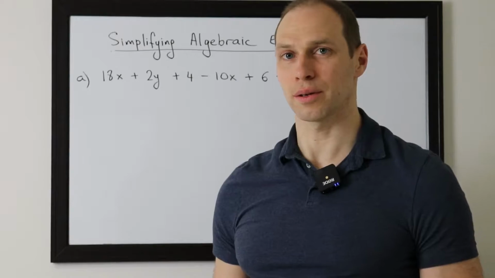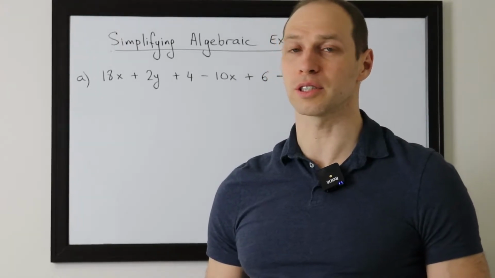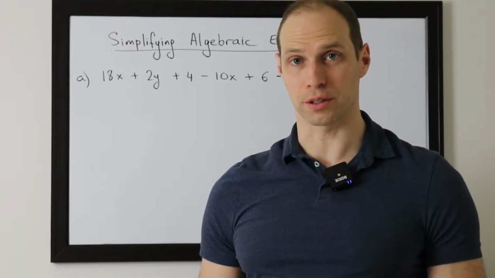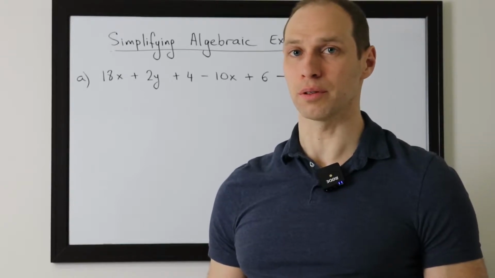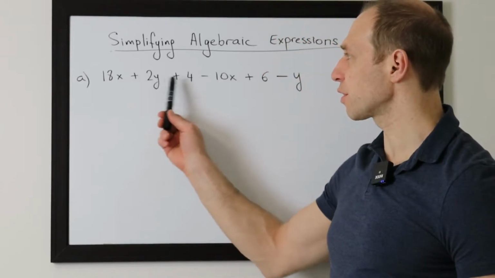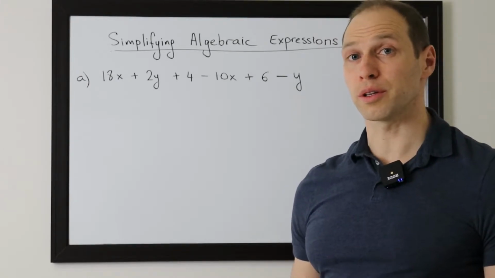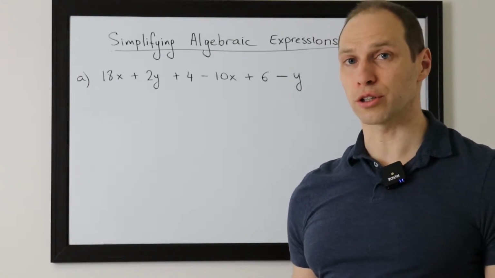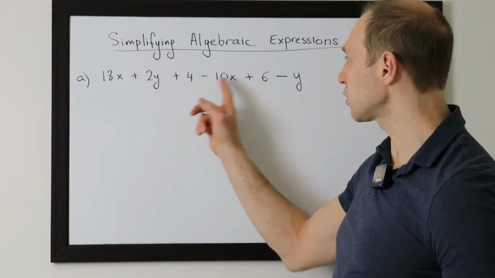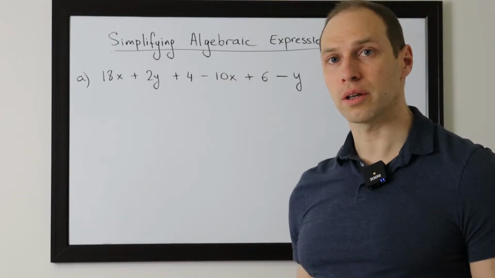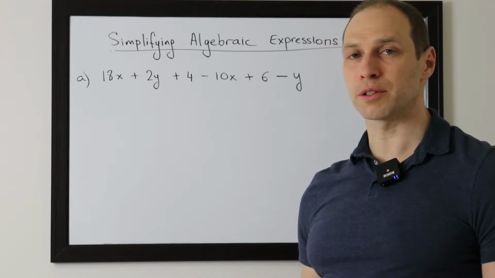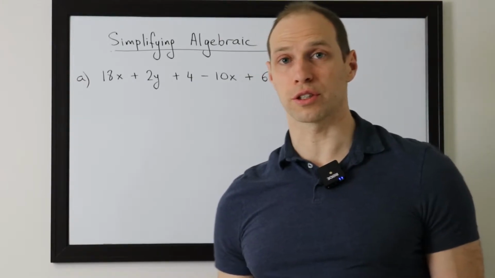In this lesson, we're going to look at how we can simplify algebraic expressions. Okay, so we'll start with something simple. Whenever we encounter different letters and numbers, the first thing to remember is that we need to group them together according to like terms. Okay, so we're going to take everything that's similar and we'll put it together.